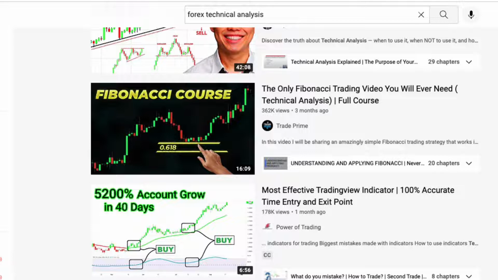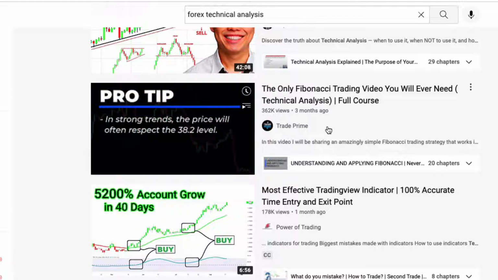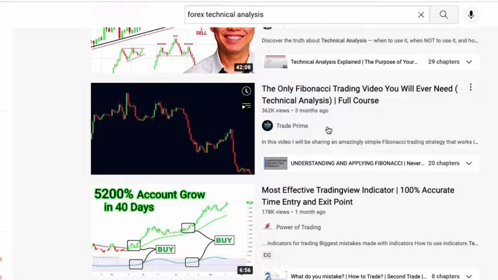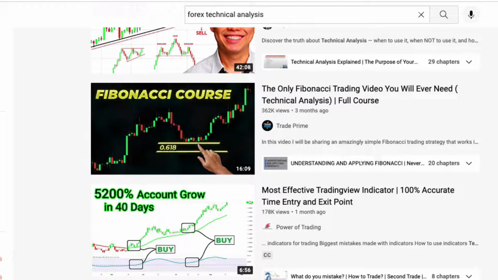Now we're going to get into the specifics. Whenever you see something that says Fibonacci, "The only Fibonacci trading video you will ever need," that is hocus pocus. You might as well go read your horoscope or get a reading done of the stars so you can be a better Forex trader. I'm going to prove once and for all in this video that you don't need all this technical analysis.